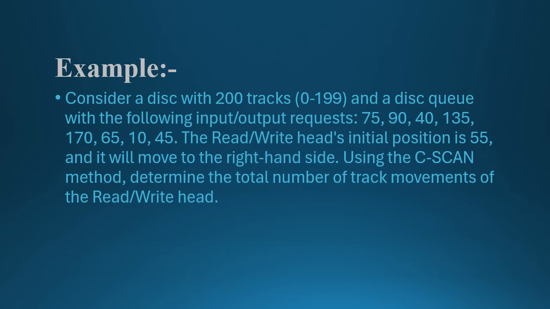The question is: consider a disk with 200 tracks, 0 to 199, and a disk queue with the following input or output requests: 75, 90, 40, 135, 170, 65, 10, 45. The read or write head's initial position is 55 and it will move to the right-hand side. Using the C-SCAN method, determine the total number of track movements of the read or write head.